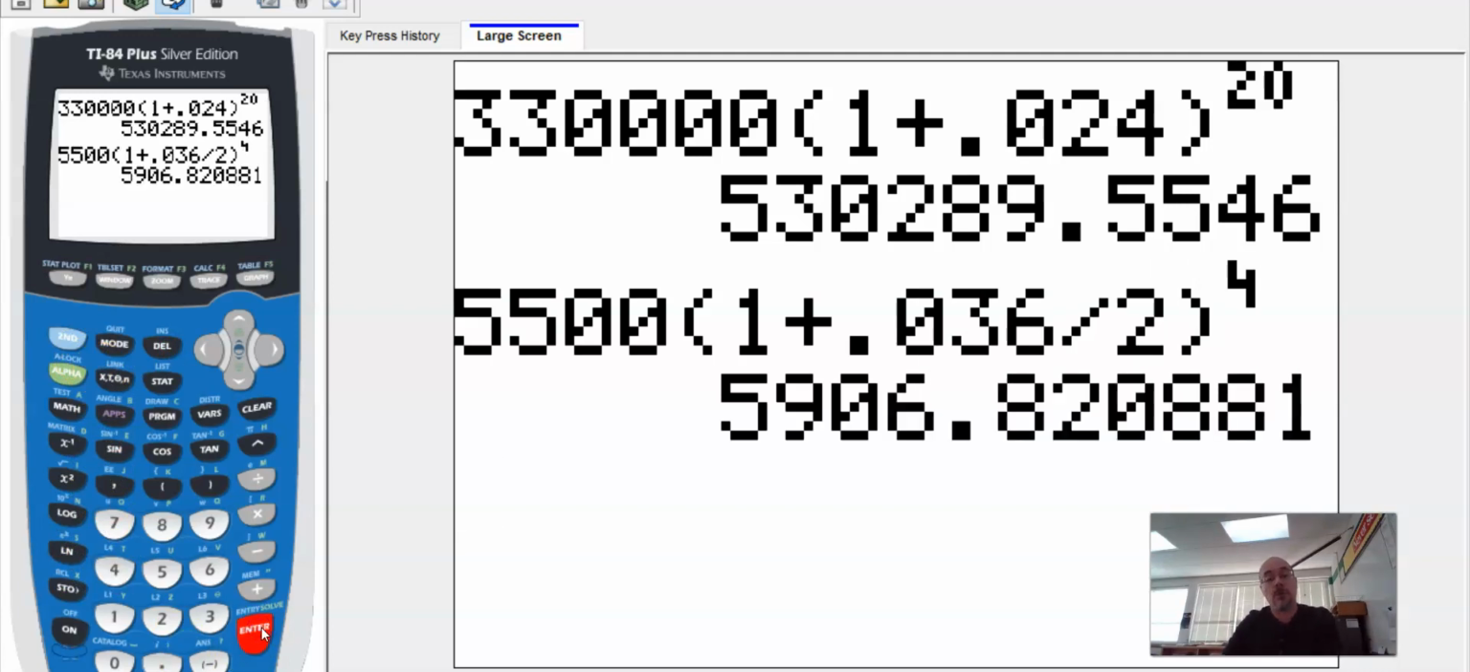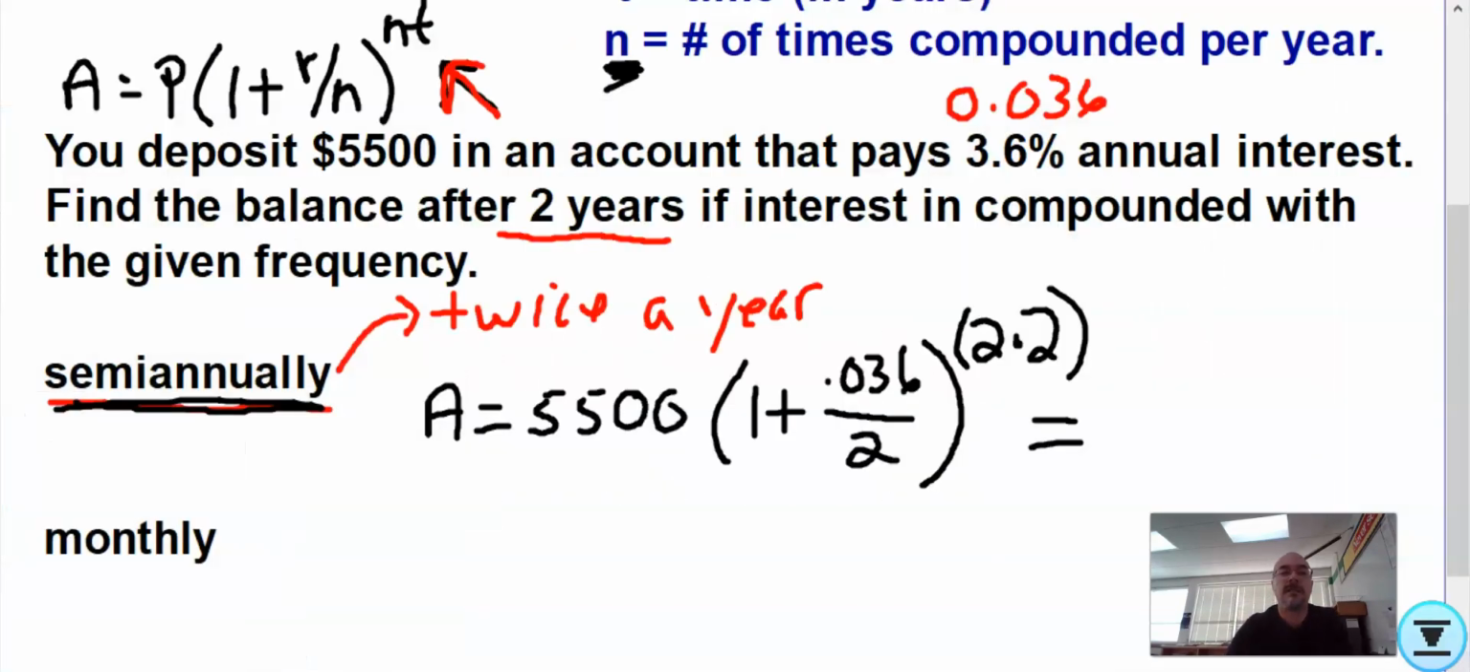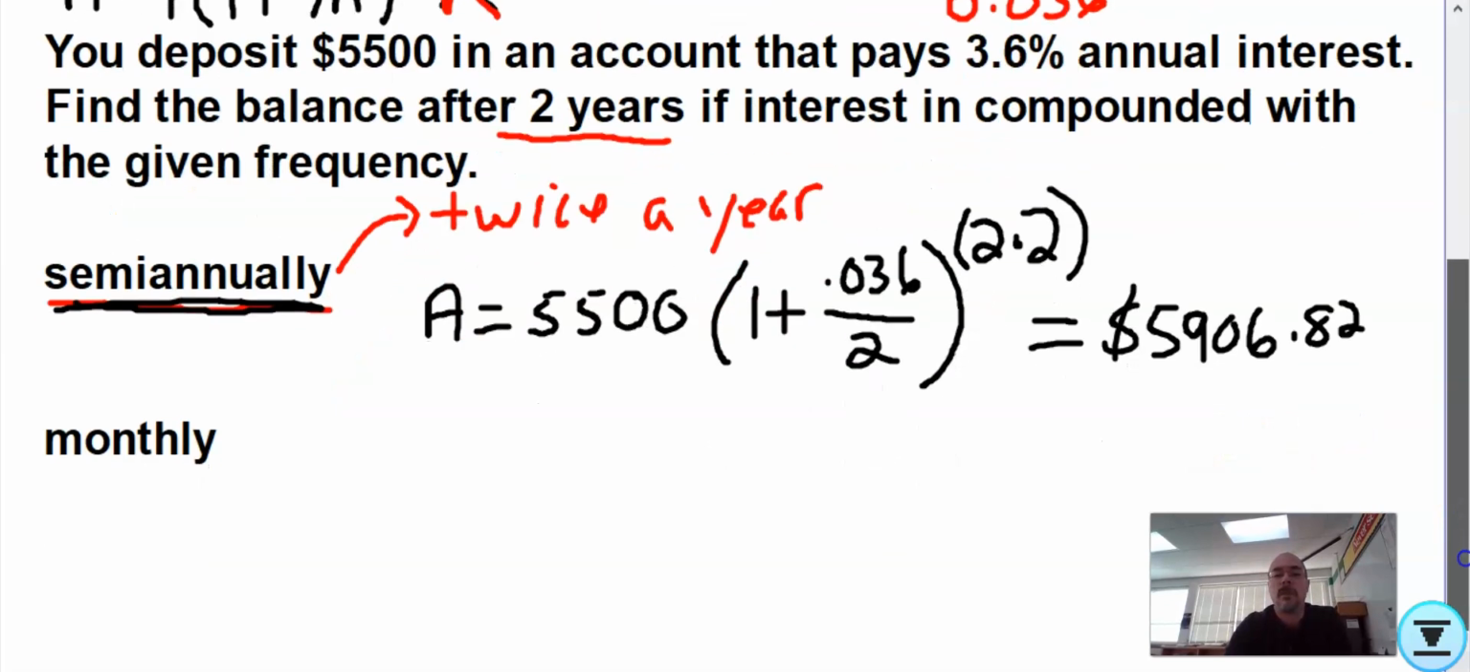Now, this is money. Cool. So after 2 years, you now have $5,906.82. Remember to round 2 digits past the decimal. So you now have $5,906.82. All right, next one.